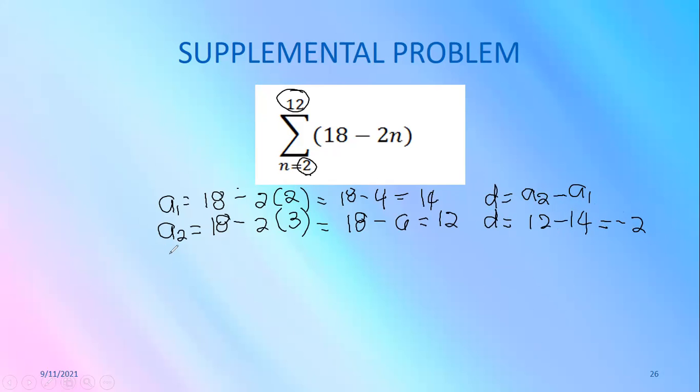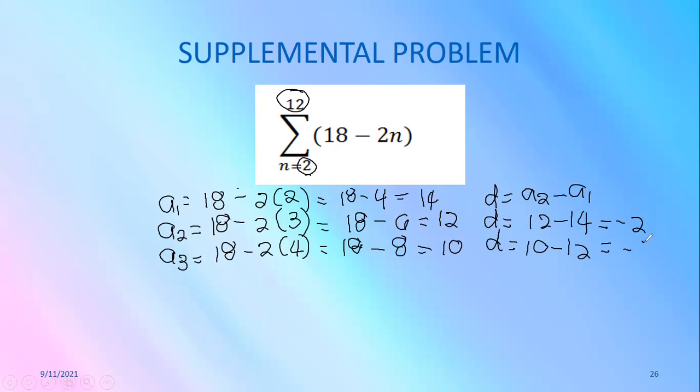Kung hindi kayo kontento, di-solve nyo si third term. 18 minus 2 multiplied by 4. Which is equal to 18 minus 8. Which is equal to 10. Okay, then verify. 10 minus 12, which is equal to negative 2 pa rin. Okay. Next, kunin natin yung nth term.